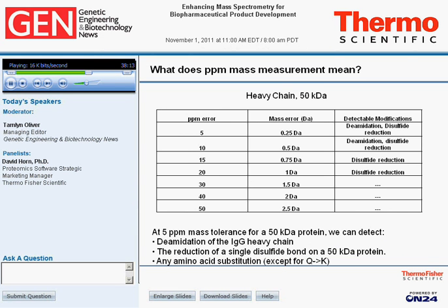So what does low ppm mass measurement mean? With isotopic resolution, we can pretty much guarantee sub 5 ppm mass accuracy. So what is sub 5 ppm mass accuracy on a heavy chain of 50 kilodaltons or so? About 0.25 daltons. That means almost anything that happens to that protein that changes the mass will be detectable.